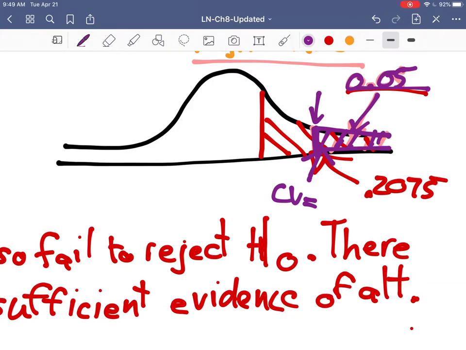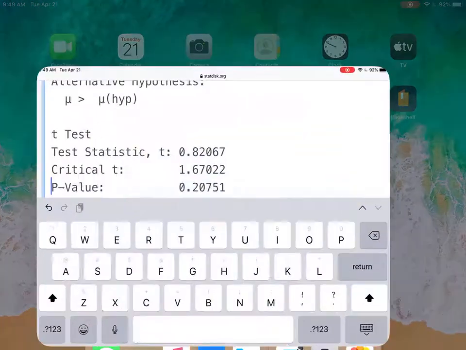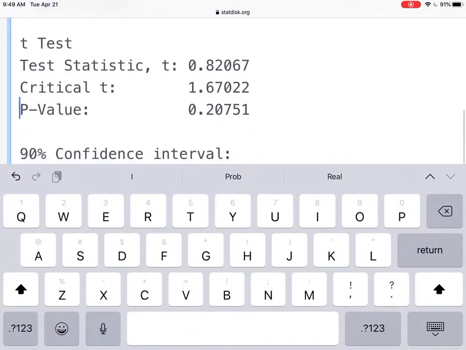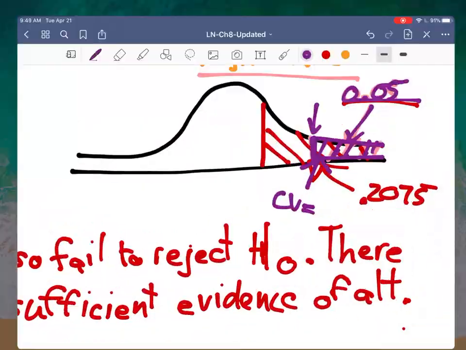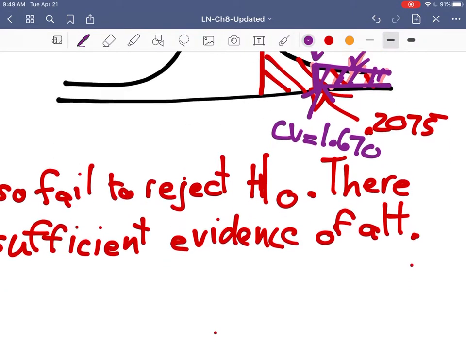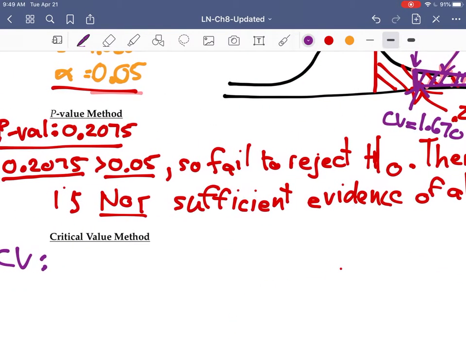And what is our critical value? Let's go back to StatDisk. Our critical value is a t-value. It's right above that p-value. It's 1.670. So that's our critical value.